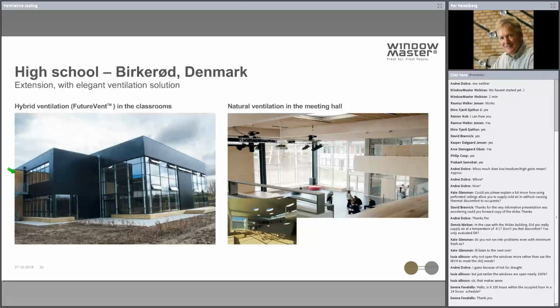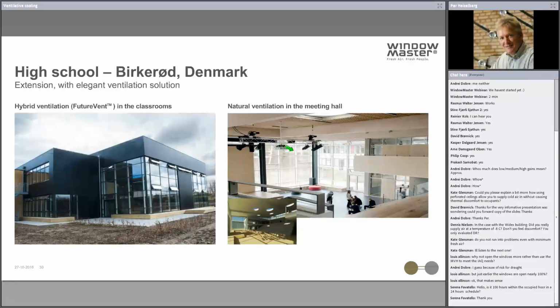Yeah, so actually here we can see here in the back, the yellow stones here is actually the old building, and they want to extend the old school with a meeting hall and also some classrooms actually. But the mechanical ventilation system, the old one, could not be extended anymore, so they have to find another ventilation solution in here.